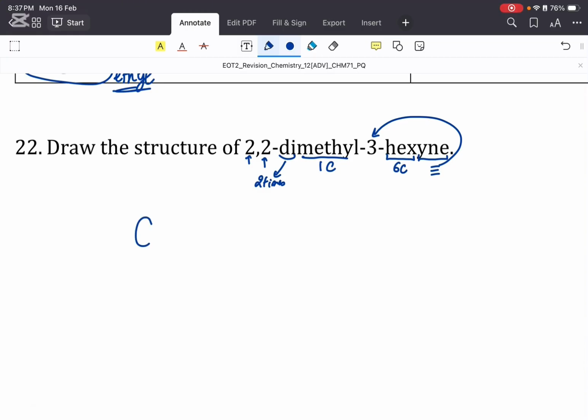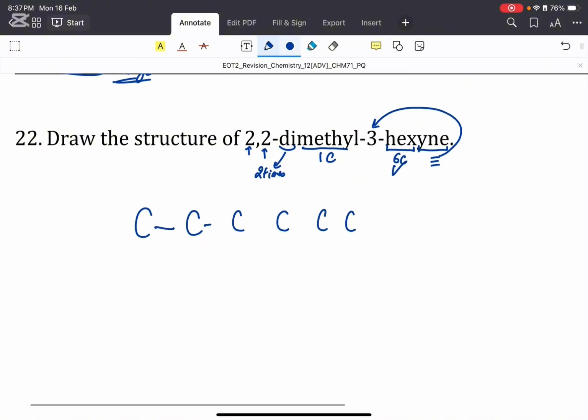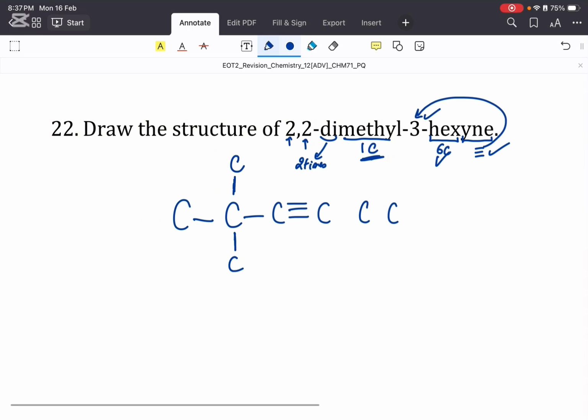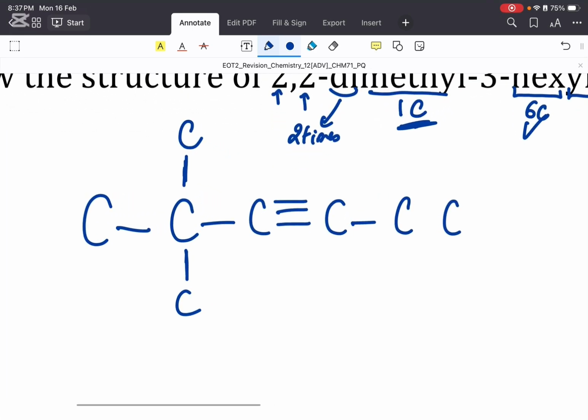So let's start. 1, 2, 3, 4, 5, and 6. I'm done with this. I have a triple bond on the third. That's the third. Here's a triple bond. And on the second and on the second, I have 1 carbon. Now I'm done. All I need to do is put the hydrogens. So I'm going to change the color and put the hydrogens.